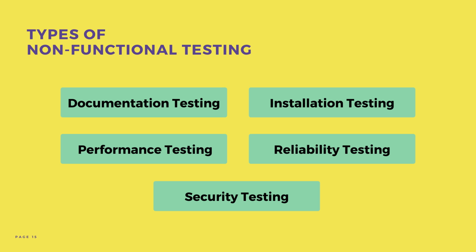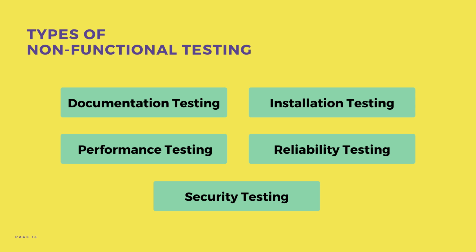They are namely, first, documentation testing. It helps to estimate the required testing effort and track the requirements. Software documentation includes a test plan, test case, and requirement section. It tests the document artifacts.